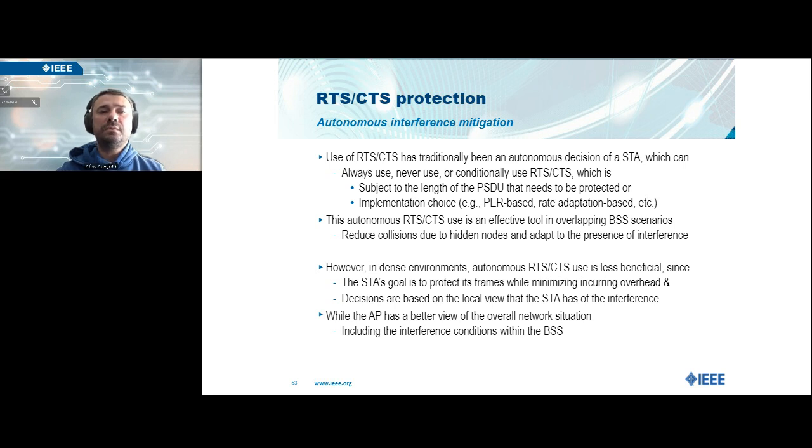It has the best view of its own. In dense environments, the access point is the entity that has the better view of the overall network situation, because it sees all the packets that are being generated by all the stations that are operating in the BSS. It sees what is going wrong. It sees the payloads. It is always active, as opposed to stations that can go to doze states. So it has better visibility of whether there is any occurring interference.